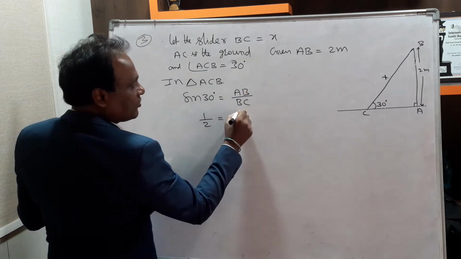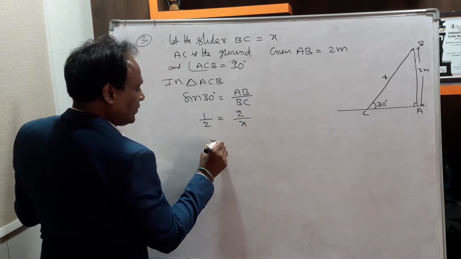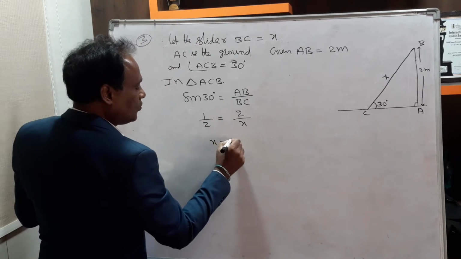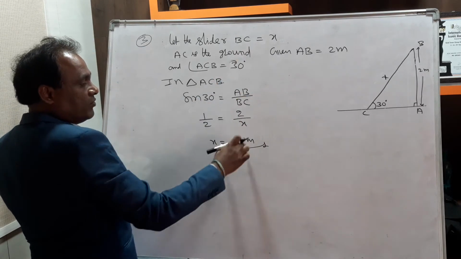AB is given as 2. BC we have to find, which is x. So x is equal to 2 into 2, 4 meters. Answer: the length of that slider should be 4 meters. Simple.